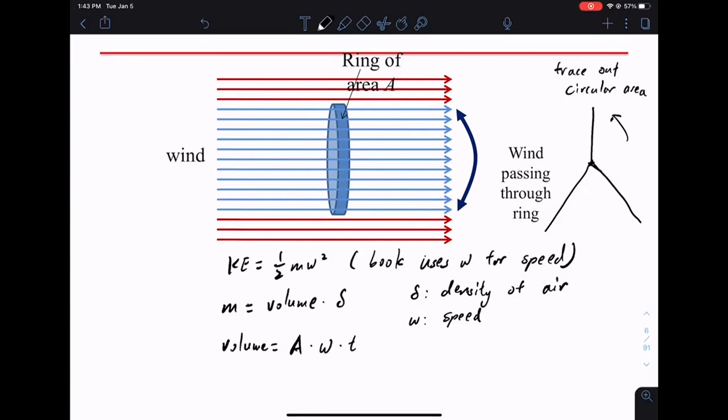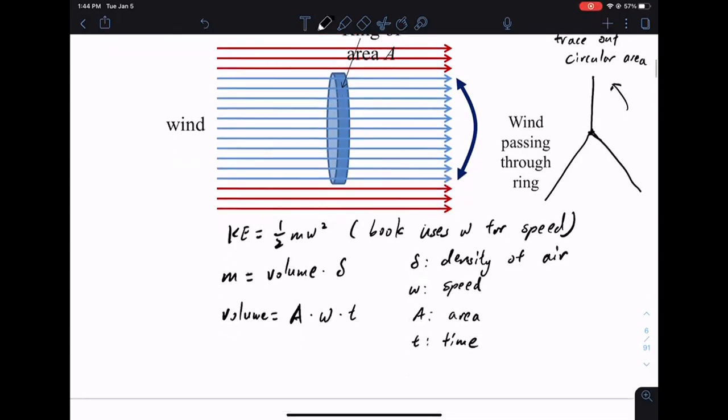So the volume is A times W times T, where A is the area and T is time. So it's easier to write mass as A times W times T times delta. We want to express this in these terms, and these are all good quantities we can measure. We know how big our wind turbine is, we know the air density, and we can measure the wind speed. So we don't need to deal with mass; we can easily convert mass into a term that depends on the physical characteristics of the wind turbine.